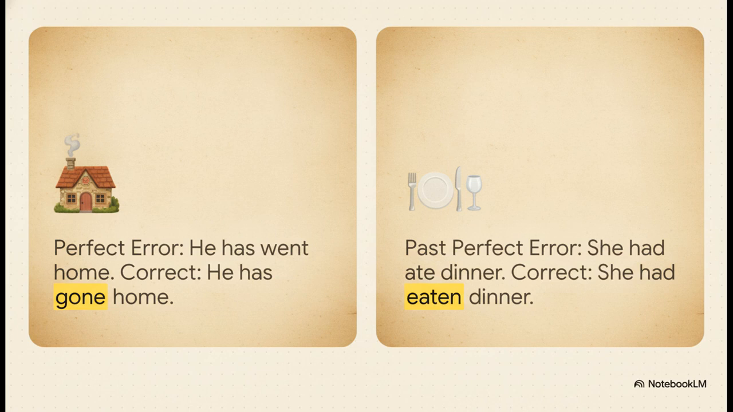Similarly, mixing up the base verb or the past tense with the V3 form in perfect tenses is a super common trap. Saying "he has went home" uses the past tense went instead of the required V3 form gone. The exact same rule applies to the past perfect. "She had ate dinner" is wrong because ate isn't the V3 form, eaten is. This is a trap you can easily avoid now that you understand the underlying architectural pattern.